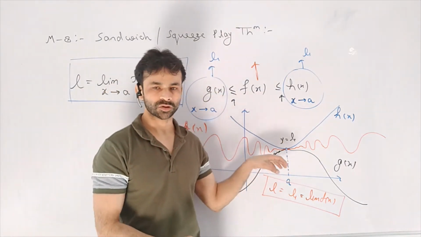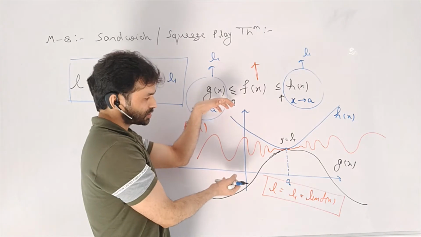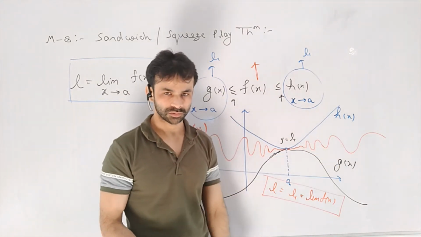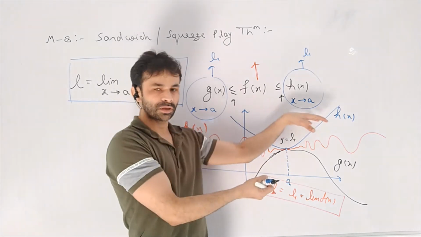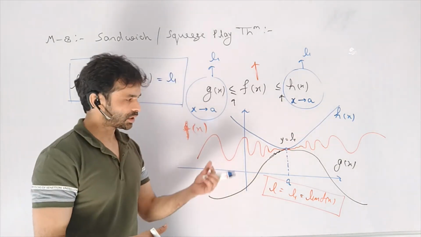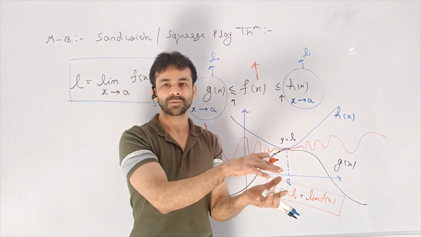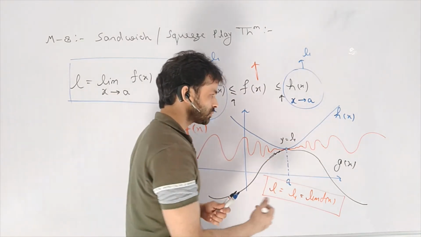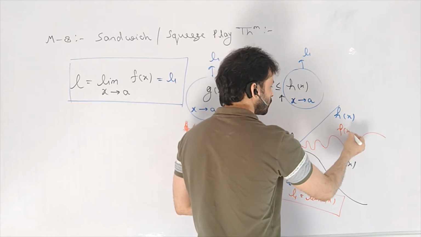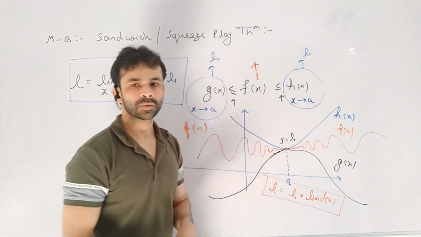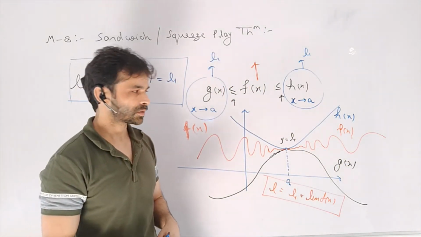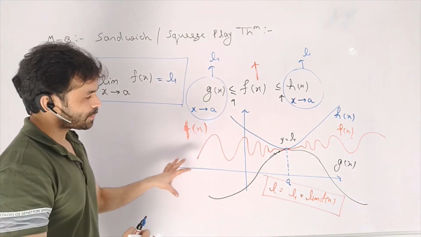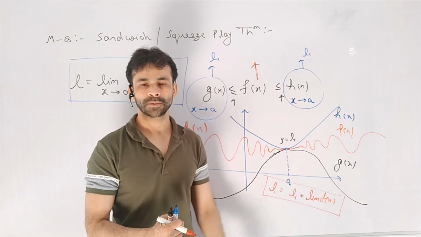This is the sandwich theorem, because you can say f(x) is sandwiched, or squeezed, between these two. A type of sandwich is formed between the h(x) and g(x) functions. So this is the thing. Things are very simple, and you can understand easily.